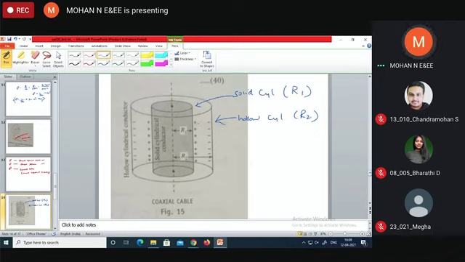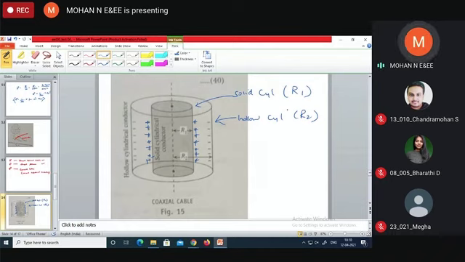It is assumed that there are positive charges uniformly distributed over the outer surface of the inner cylinder. So this is an assumption. I repeat, there are uniformly distributed positive charges on the surface of the inner cylinder. This is the assumption here.